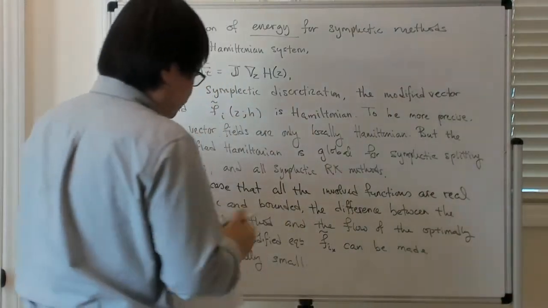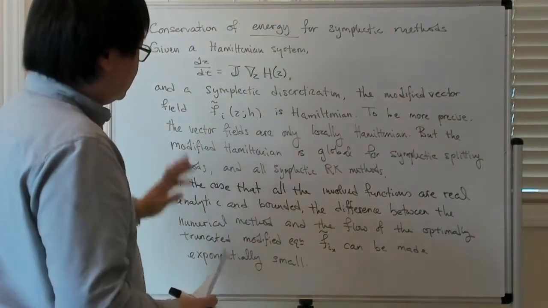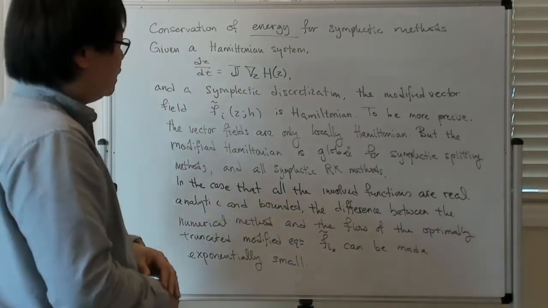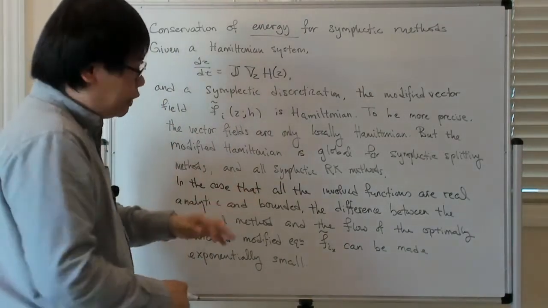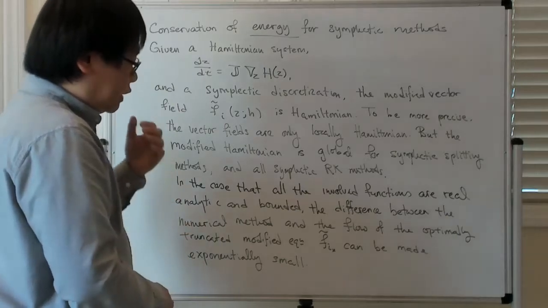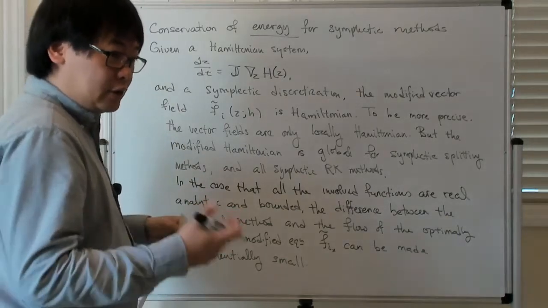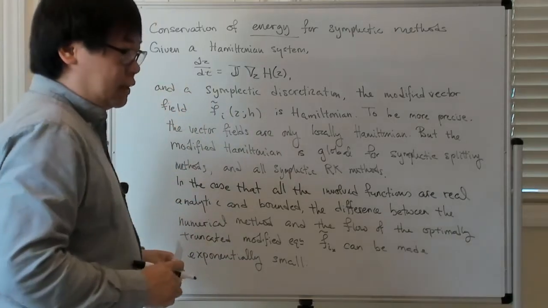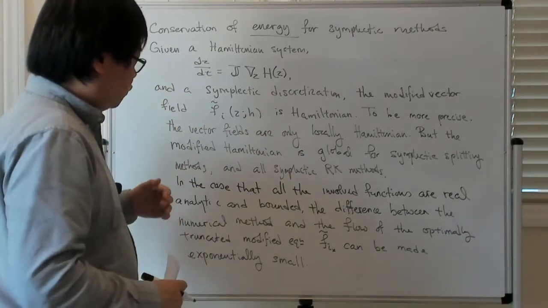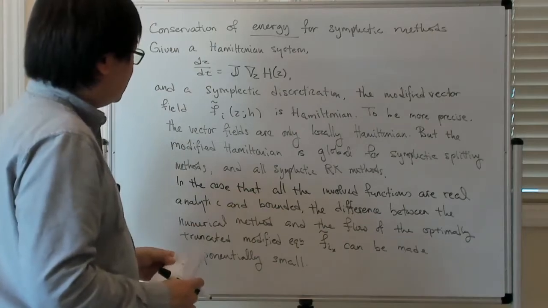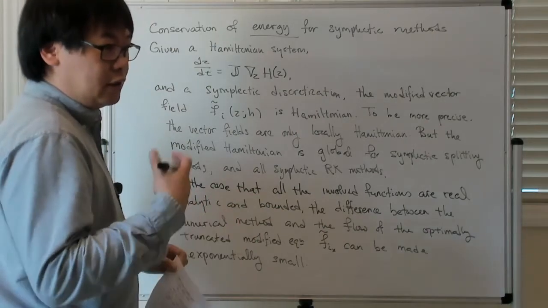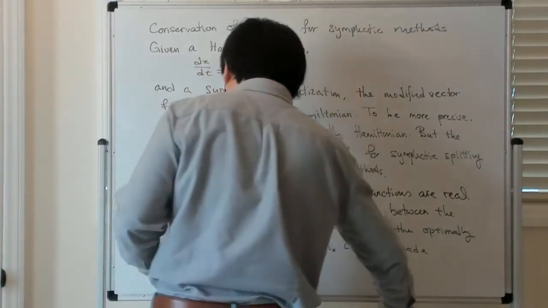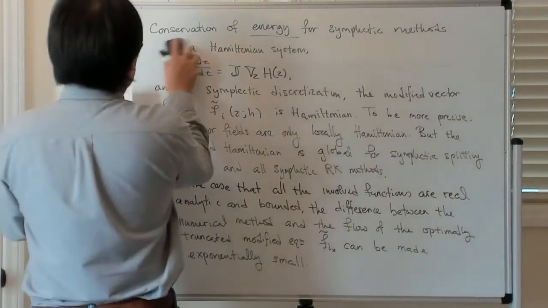All right, so that's the setting which we have in mind. We're going to look at a Hamiltonian system, apply a symplectic integrator to it, do backward error analysis, and look at this optimally truncated modified Hamiltonian, which is very, very close to the symplectic integrator itself, and the error is exponentially small with respect to the time step.